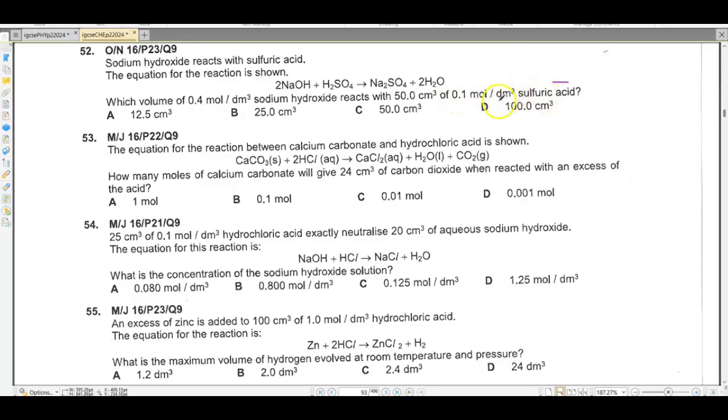Achha ji. Now, what is happening over here? We need to find the volume of sodium hydroxide that reacts with this concentration and volume of sulfuric acid. So first thing that we need to do is find the moles of sulfuric acid. Okay. So how are we going to do that?